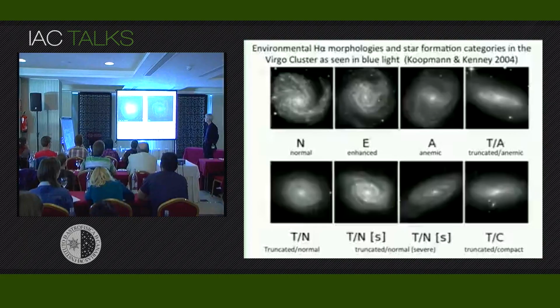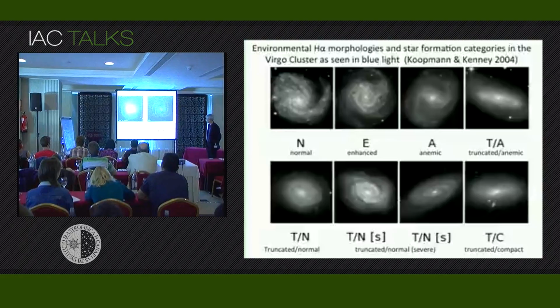Now, the T stands for truncated, and T/A is truncated anemic. And the example shown is NGC 4293. It has a very smooth outer disk and a very dusty inner section. Kind of looks like a bar, but it's hard to say if that's what it actually is. It looks like a bar, but it's very, very dusty.